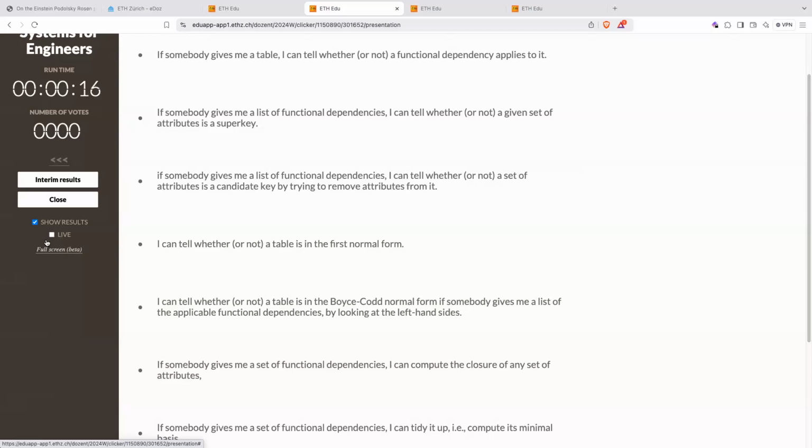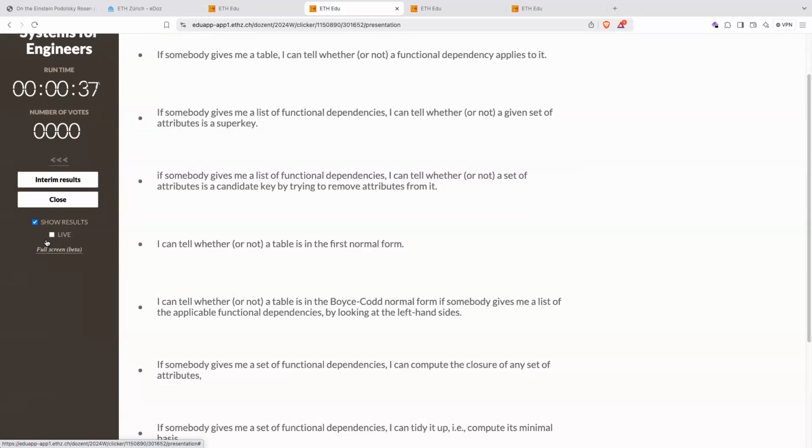These are basically classical tasks or exercises that can typically be asked in database lectures, right? So for example, if I give you a table, can you tell whether or not a functional dependency applies to it? If somebody gives you a list of functional dependencies, can you tell whether or not a given set of attributes is a superkey?